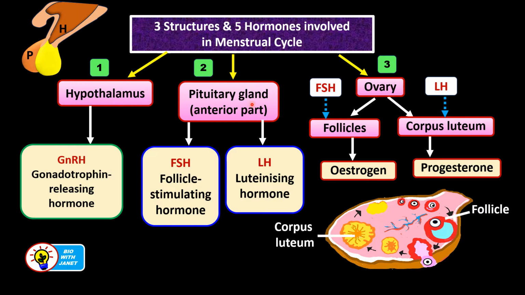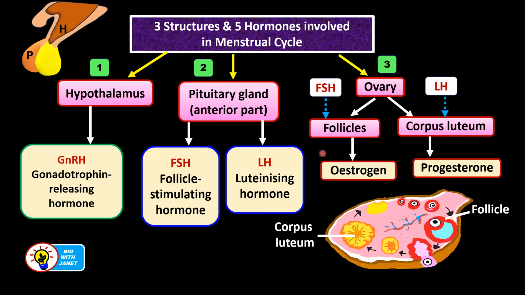The hypothalamus and pituitary gland are both found in the brain, and the ovary is in the reproductive system of the female. Now, the hypothalamus is a small part of the brain near the middle part of the brain, and it secretes the first hormone, which is GnRH, or gonadotrophin releasing hormone. This hormone stimulates the release of 2 hormones from the pituitary gland. These hormones are FSH, follicle stimulating hormone, and LH, luteinizing hormone.